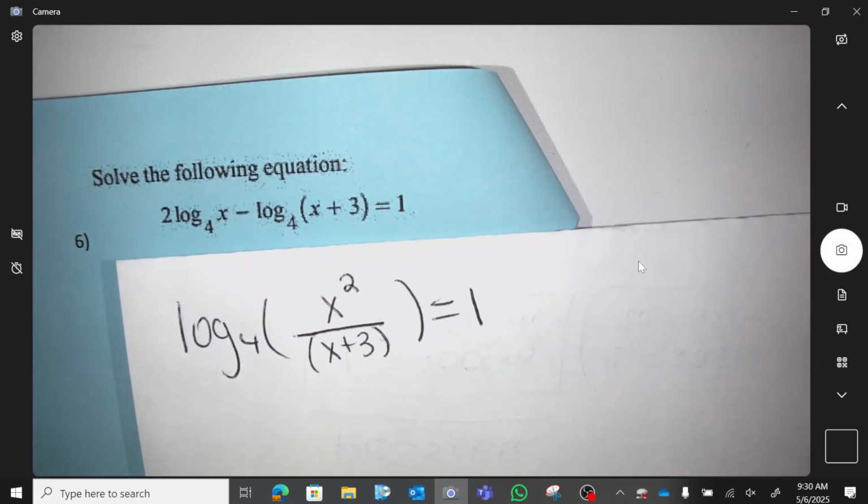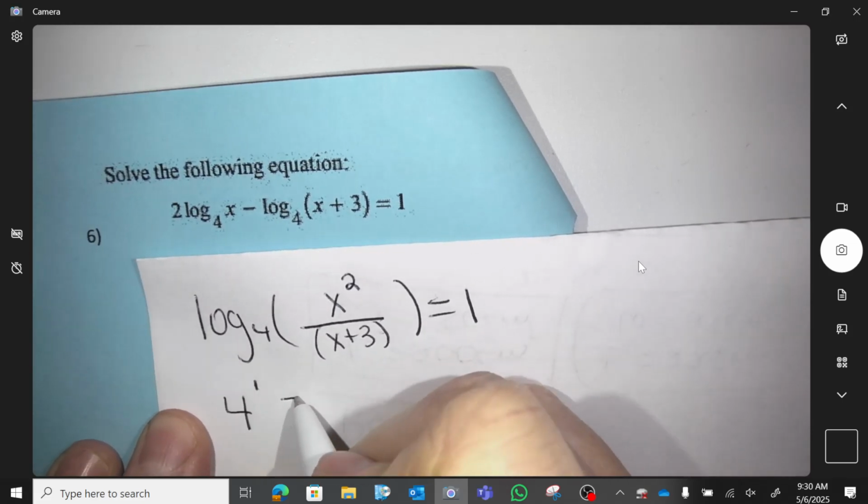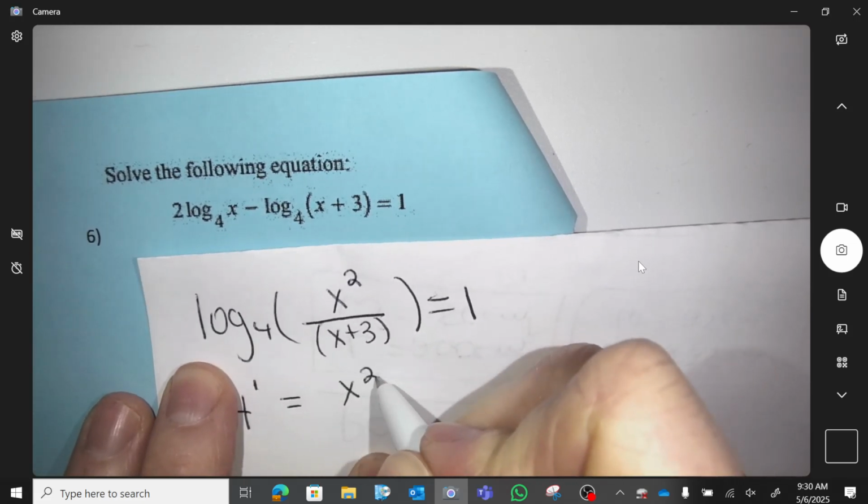Okay, so glue it, and then do what? What should you do to this guy? Change its format. You got all the components? Where's the bases, exponents, results? Base 4, exponent 1 equals.